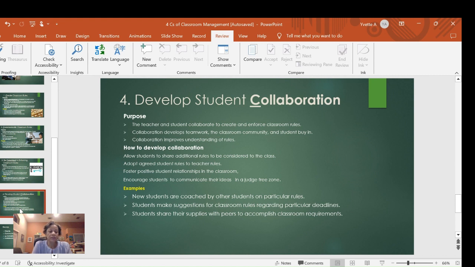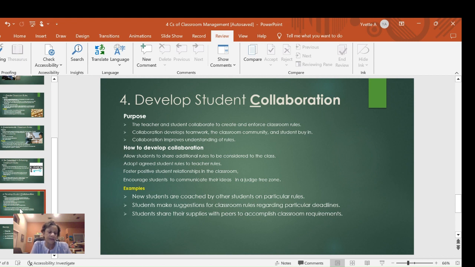By collaborating, you also help foster student relationships in the classroom that are positive and supportive of each other. You encourage students to communicate their ideas, but not in a judgy type of zone. It's a judge-free zone. Some examples would be that a new student is coached by other students who have been in the classroom already about particular rules that have come up. Students make suggestions for adding classroom rules.